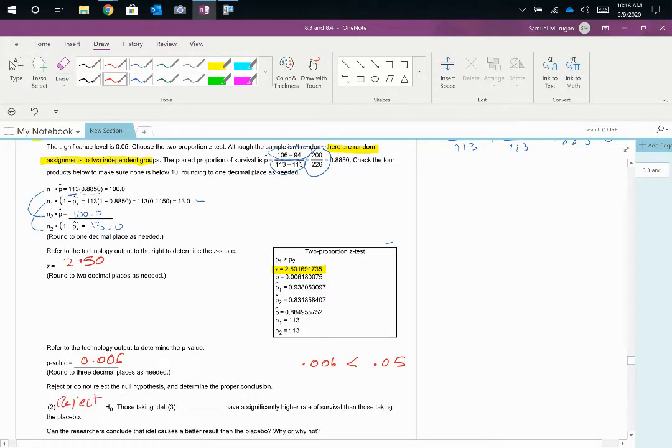the null hypothesis. Since we rejected the null hypothesis, we now have to go with the alternative hypothesis, which was saying that those taking IDEL did have a significantly higher rate of survival than those taking the placebo.